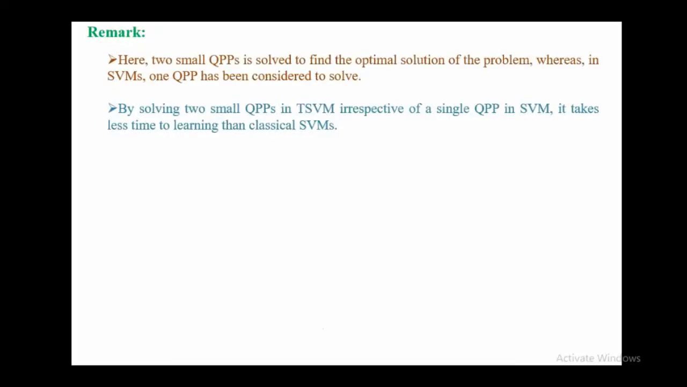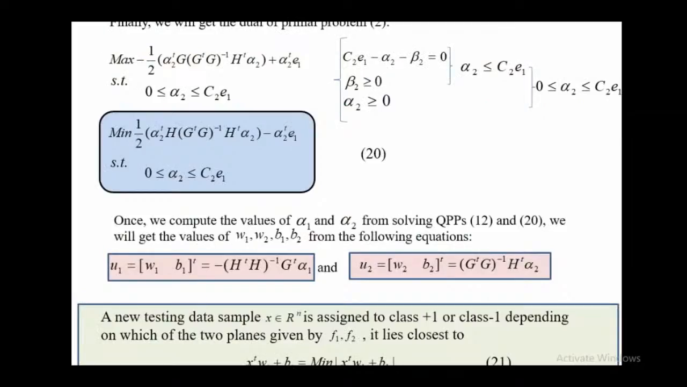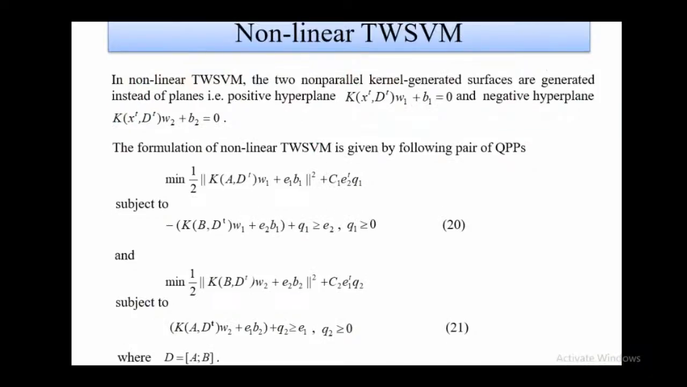So the difference is just here: instead of this X transpose, now we have a kernel matrix. This is K(X, D transpose). X is your particular sample, and D is the whole data. And this W1, P1 are the same matrices whatever we have done.